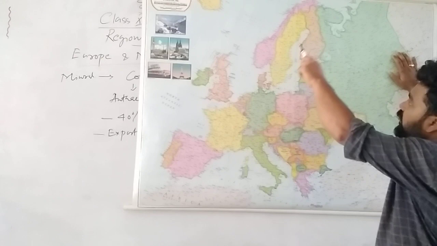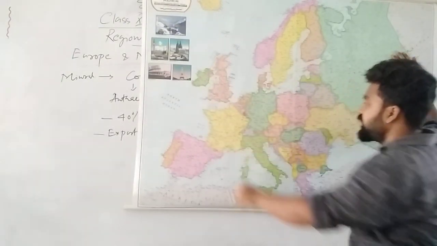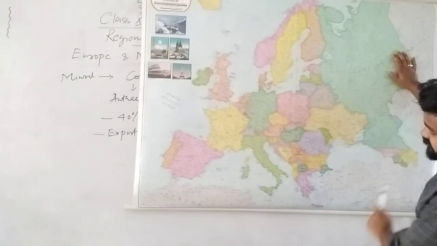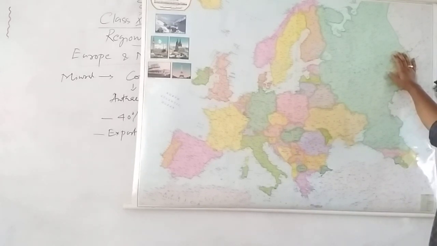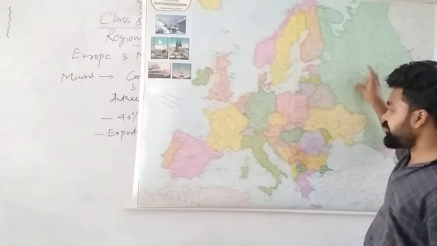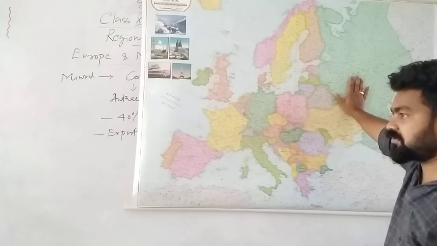So the North Arctic Ocean is there, and this one, the Atlantic Ocean, is there, and on the eastern side Asia is there, and on the southern side the Mediterranean Sea. These are the important physiographic features of Europe.